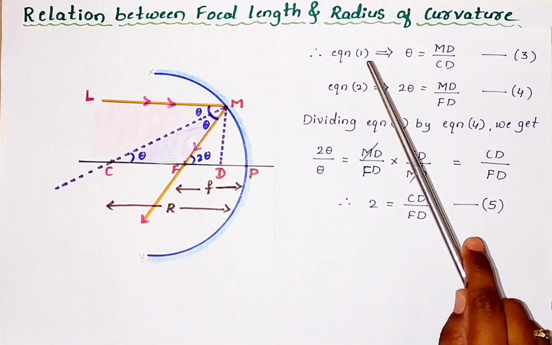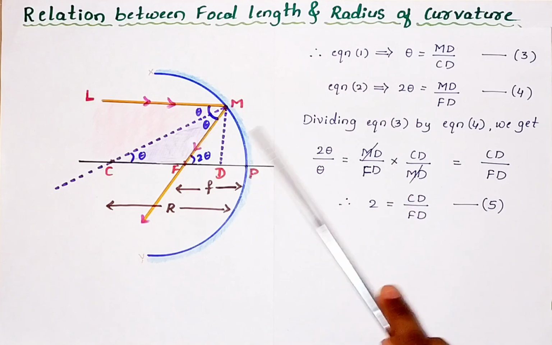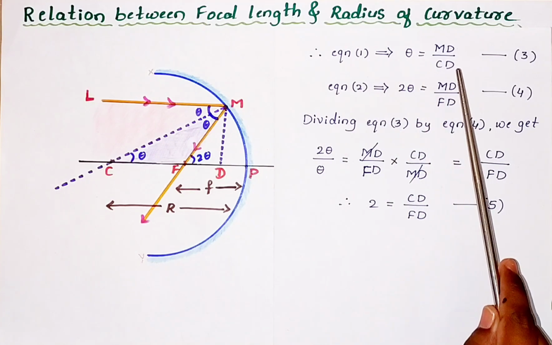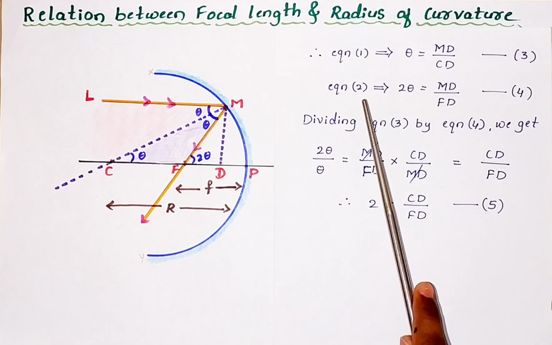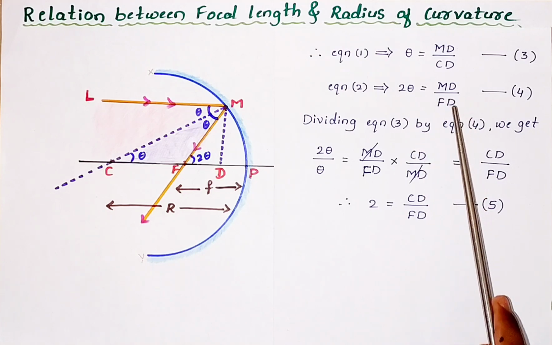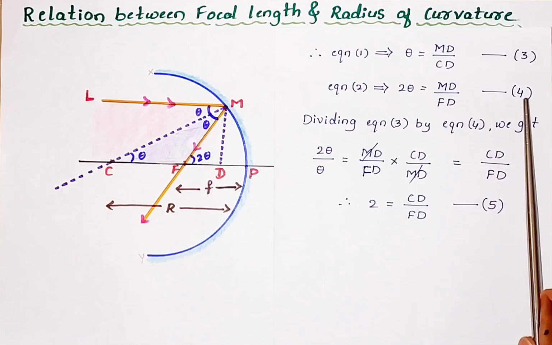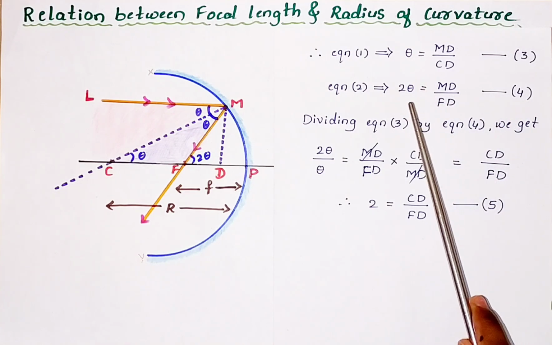Therefore, equations 1 and 2 become, here tan is neglected, so theta equals MD by CD. Let us take it as equation 3. And equation 2 becomes 2 theta, because here also tan is neglected. So 2 theta equals MD divided by FD. Let us take it as equation number 4. That means now we have got the values of theta and 2 theta.